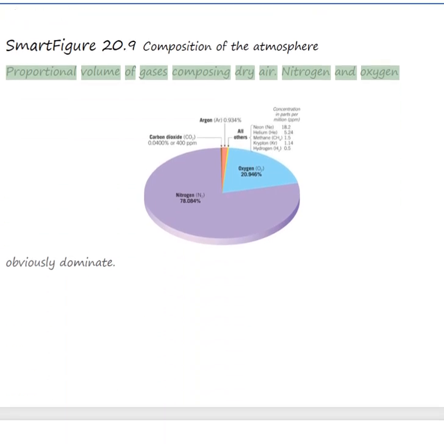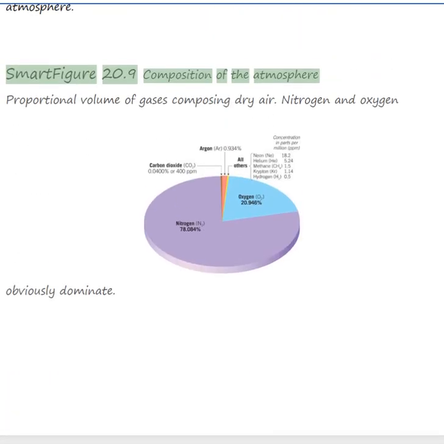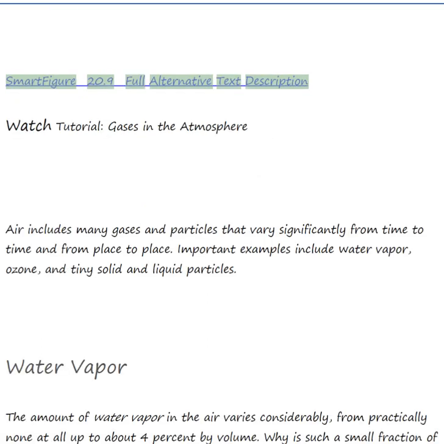Proportional volume of gases composing dry air. Nitrogen and oxygen obviously dominate. Smart Figure 20.9 Composition of the atmosphere. Smart Figure 20.9 Full alternative text description.